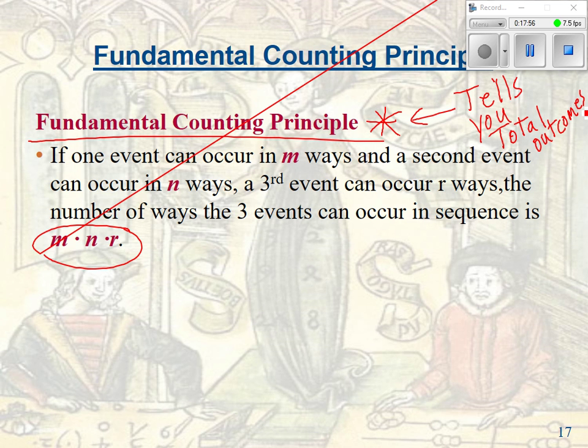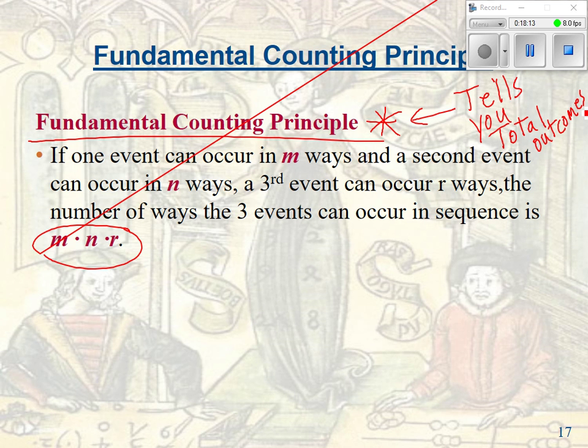You didn't listen to that big thing, right? Yeah. Yep. I don't know, that's why I asked. So it tells you the total outcomes.